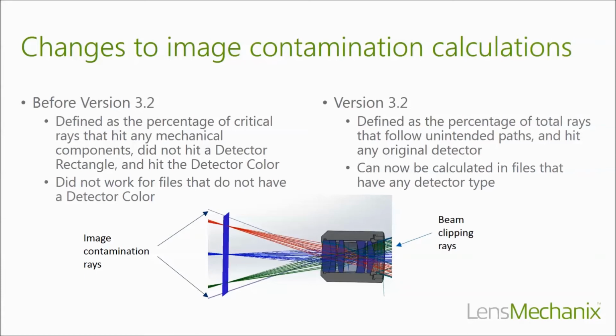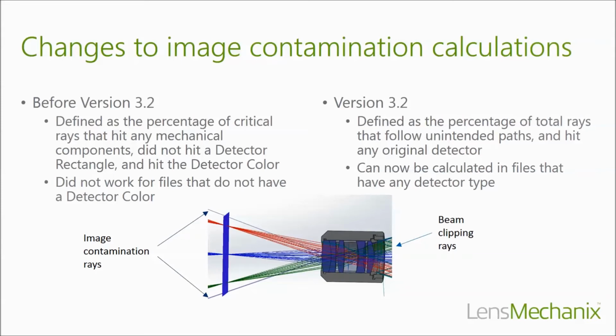So this didn't work for files that did not have a detector color. Some of the feedback we got was that files that don't have a detector color, mostly files that come in as non-sequential, were getting an NaN in the OPS table, and that isn't very useful. So we made this change so that we could have an image contamination value for those types of files.